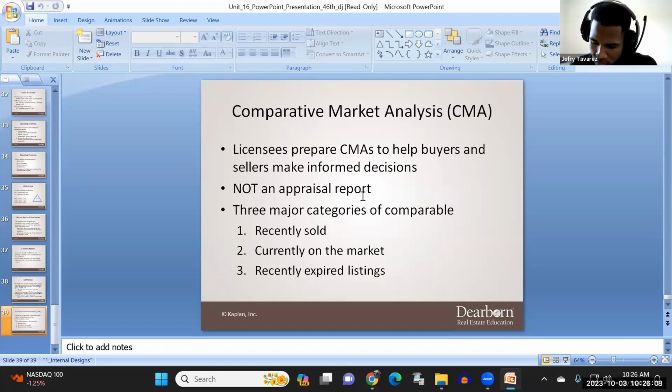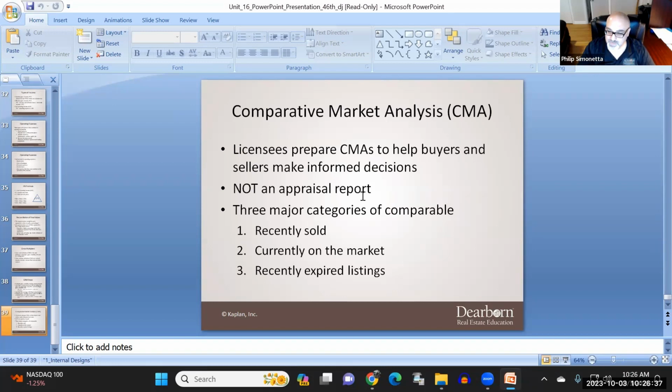Yes. There are three major categories of comparables. When you're looking at a house to sell or a house to buy, you look at what recently sold, what's currently on the market, and what expired. What's recently sold shows you what they're selling for. What's on the market is what they're asking. Are they asking higher or lower? And expired listings show that they were priced too high. So you know from those three things what you should be offering on a house.